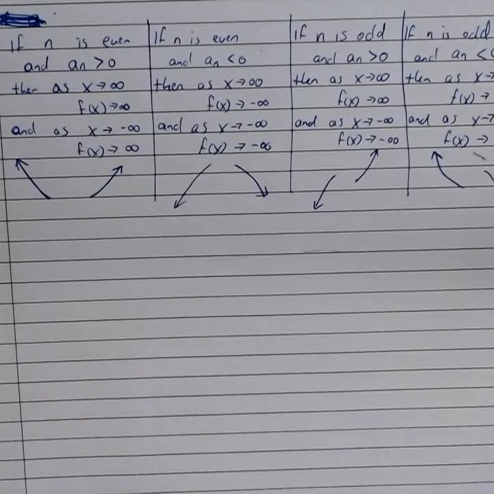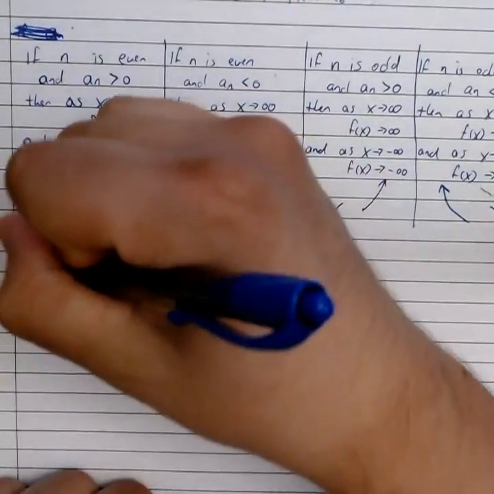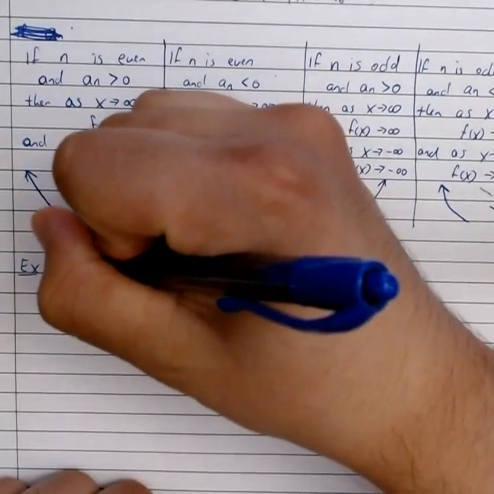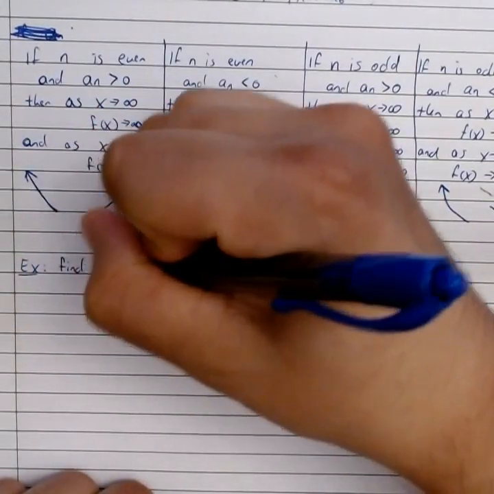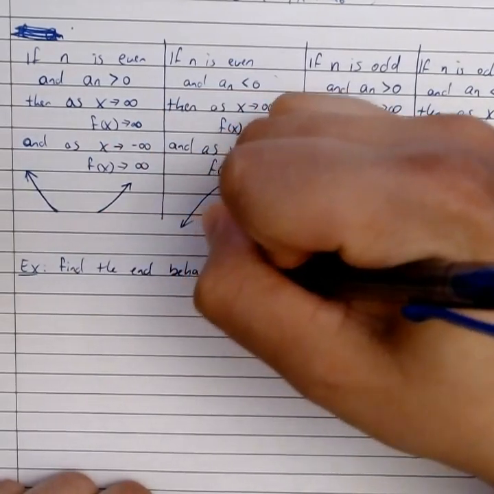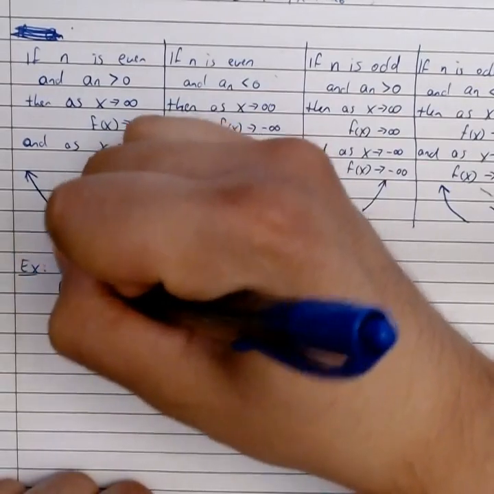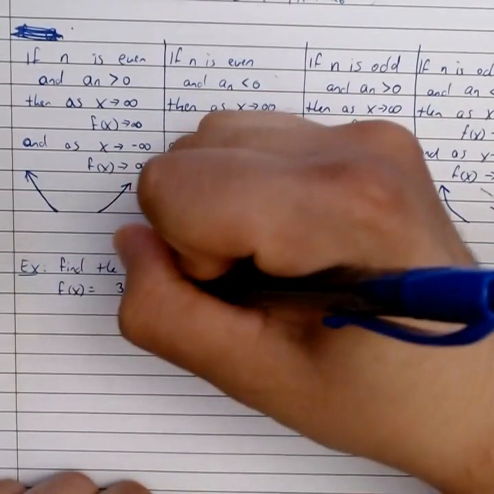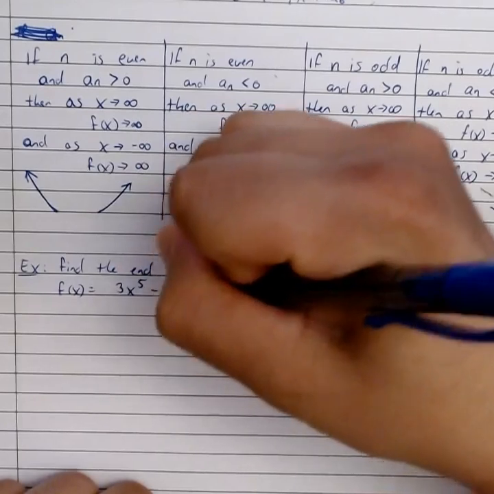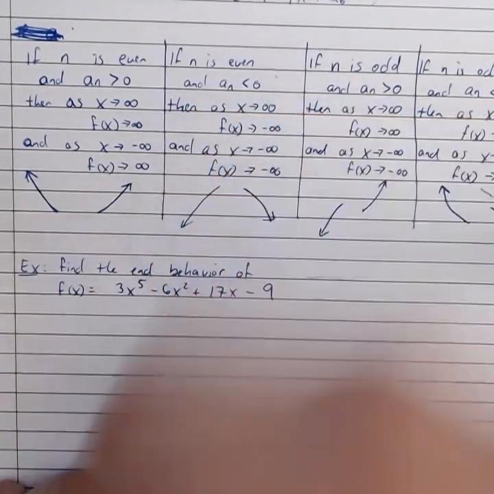So let's take a look at a quick example. We're not going to form a full graph. We're just looking at the end behavior. Find the end behavior of f of x equals 3x to the 5th power minus 6x squared plus 17x minus 9.